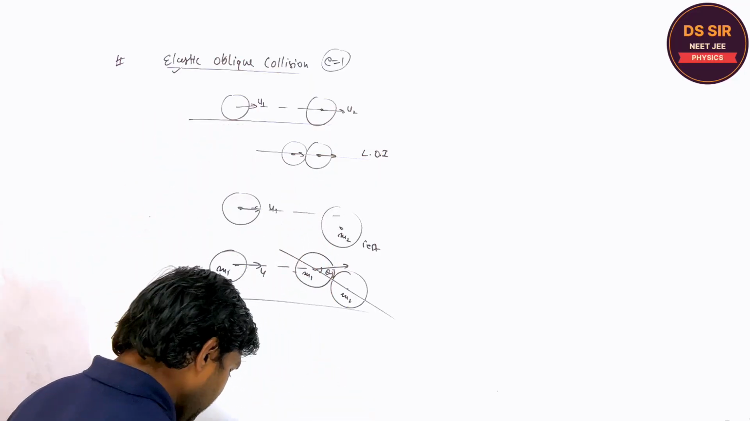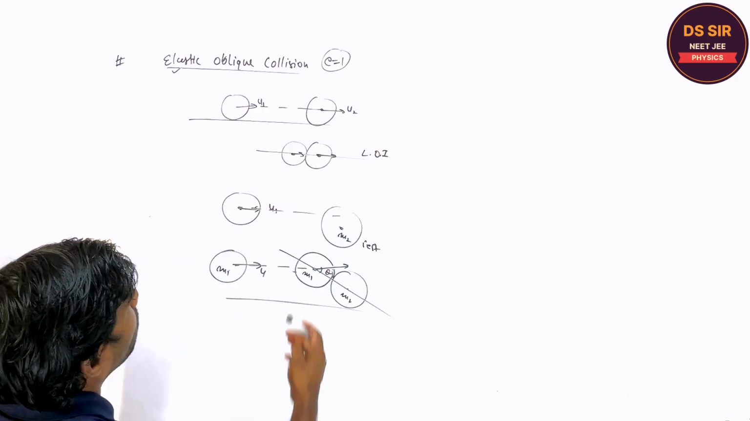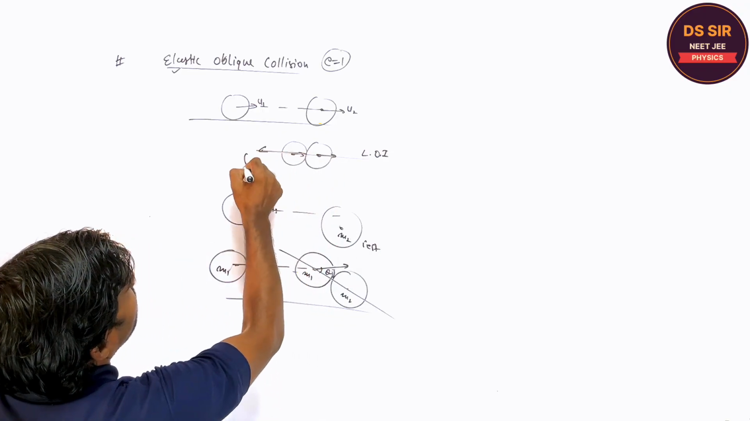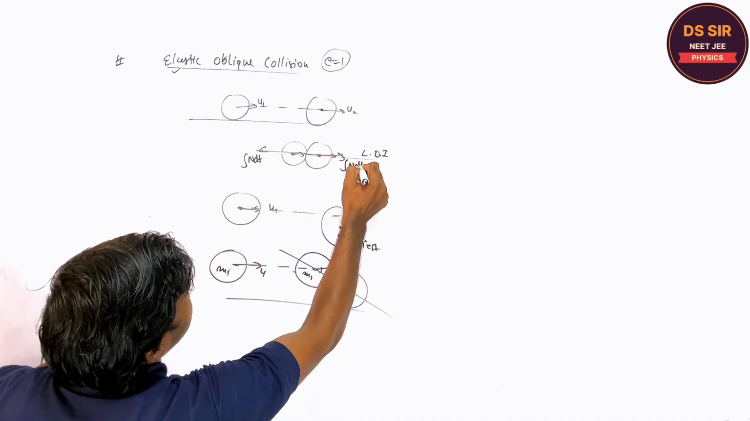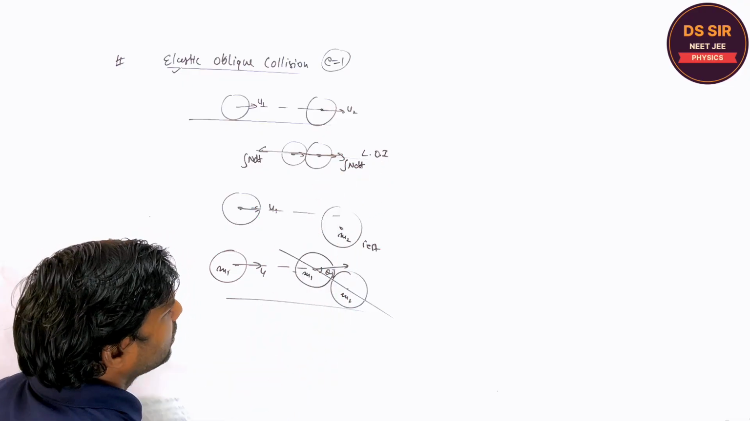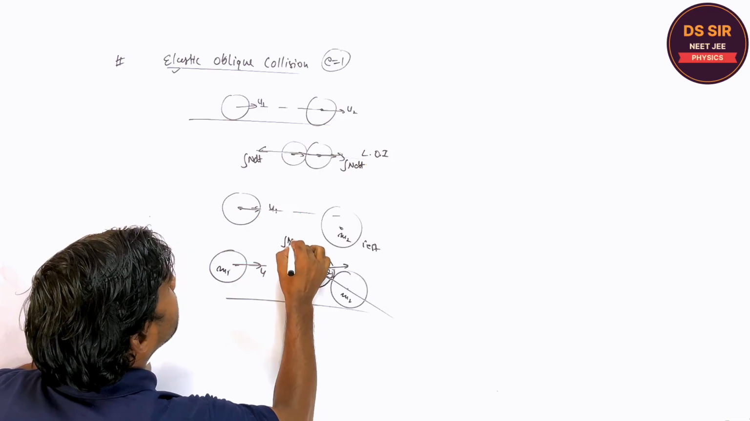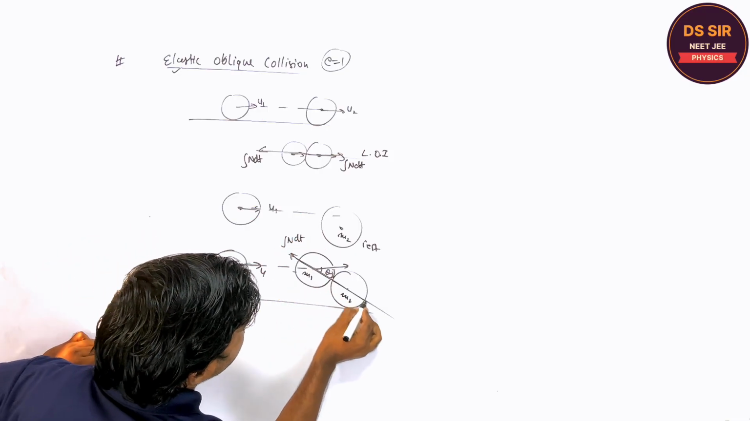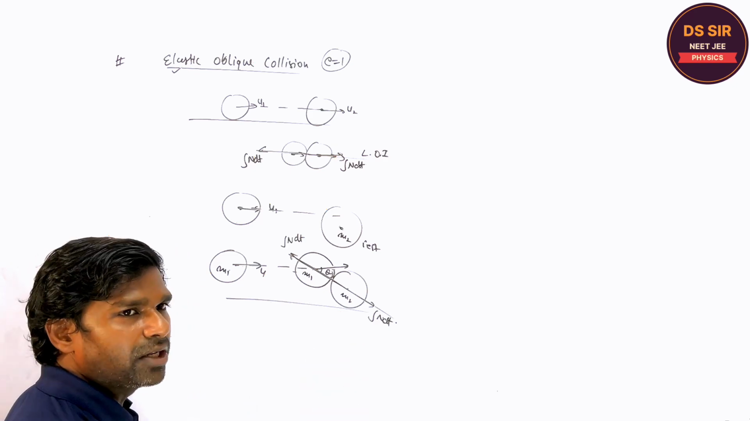So what happened? The impulse on the body, in this case the impulse N dt, acts in this direction, but here the impulse is acting on this body in this direction, and on this body the impulse acted in this direction. Are you getting or not?